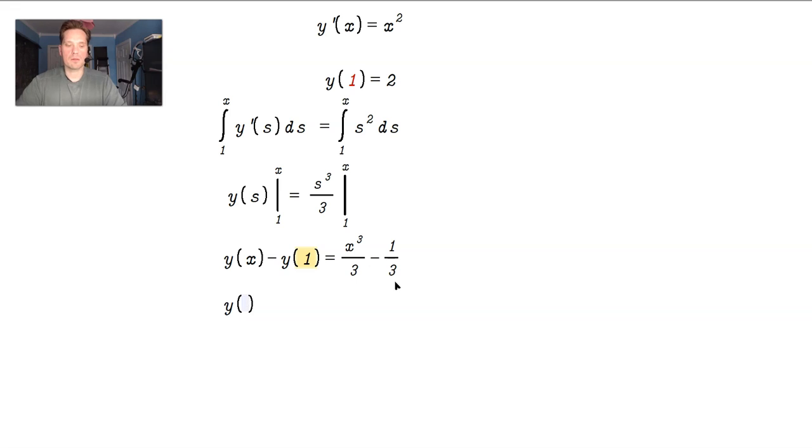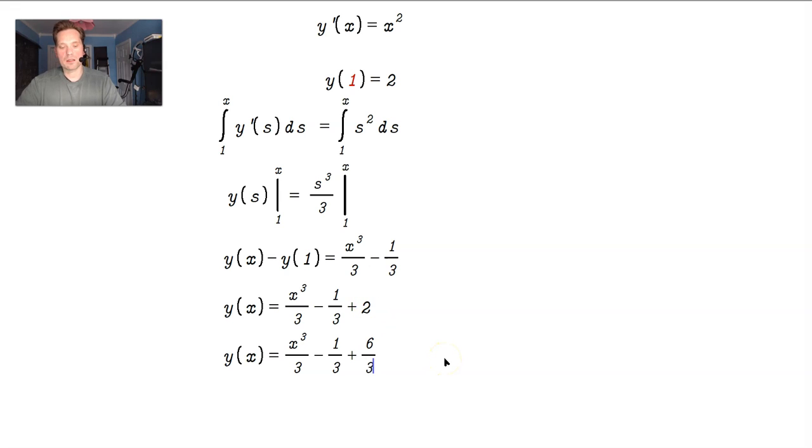And then you're going to have y of x is equal to x cubed over 3, minus 1/3, and then it's going to be plus y of 1, taking that over to the right to addition, but y of 1 is equal to 2, so you're going to put a 2 here. And then you're going to have y of x is equal to x cubed over 3, minus 1/3, and then, okay, so multiply 2 by 3 gets 6/3, like this. So that means we have y of x is equal to x cubed over 3 plus 5/3.